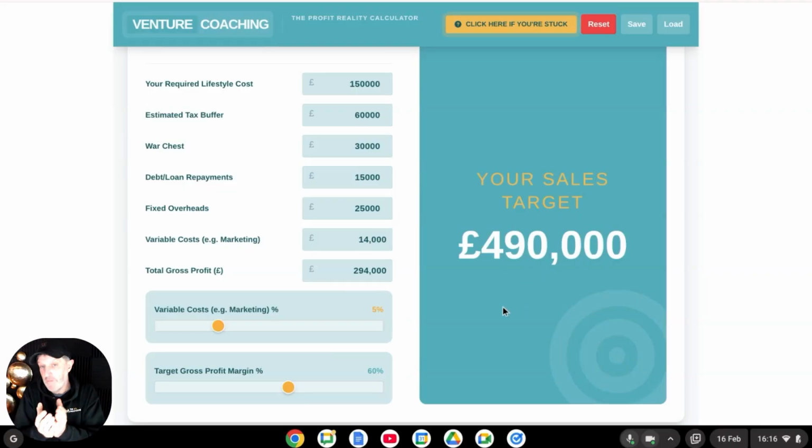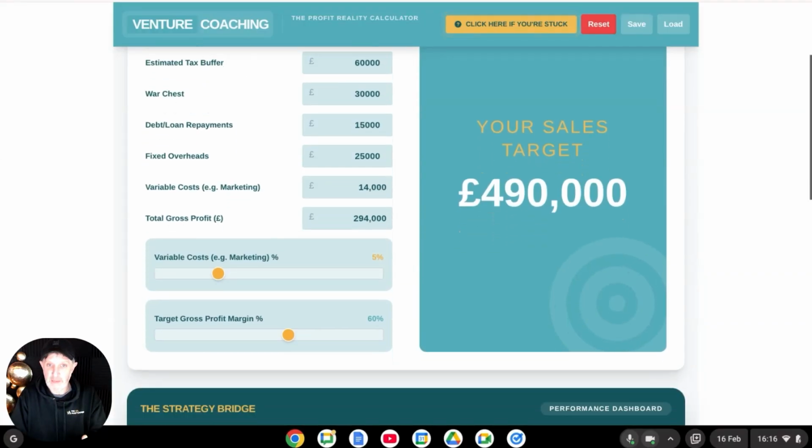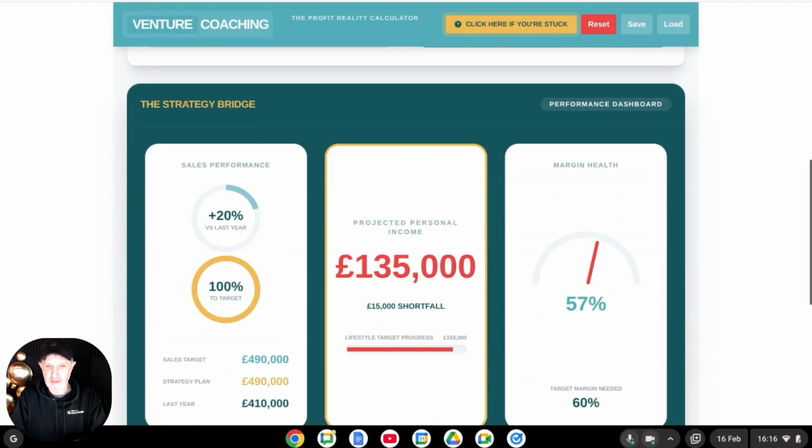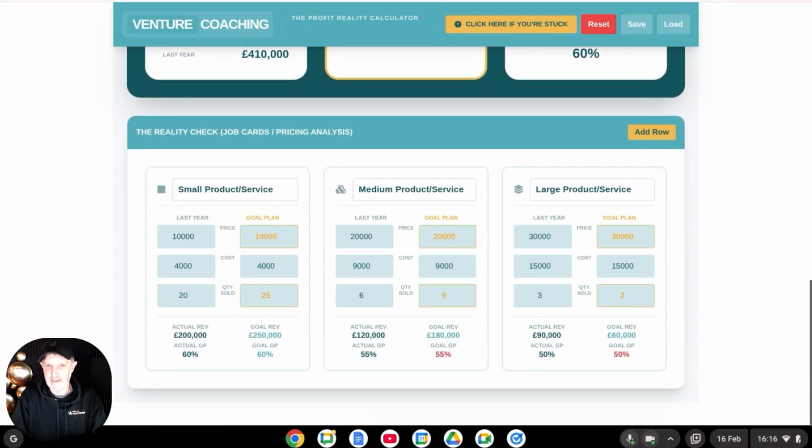Now that in itself may be of use to you, but it'll be even more use to you if you now go and price up a job. Price up an individual job. So I'm going to bypass the strategy bridge for the moment. I'll come back to that in a second. And here I've got three types of project or jobs, and these are made up numbers.